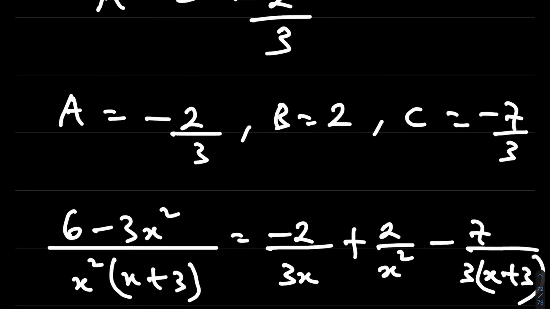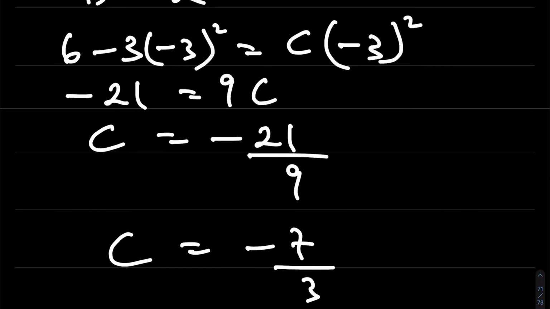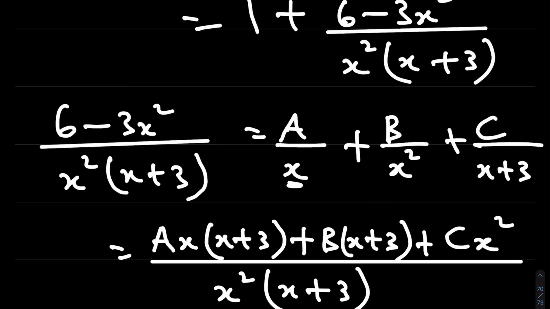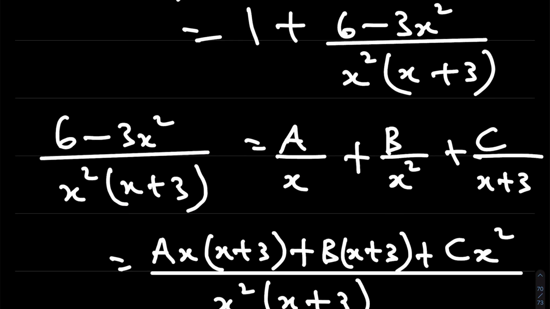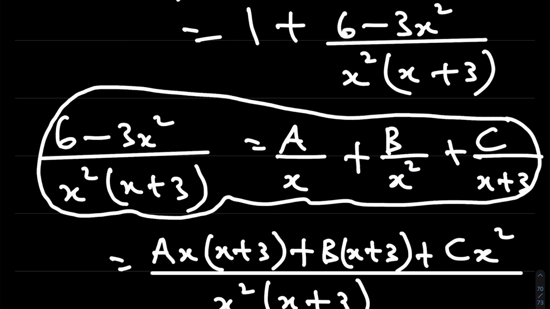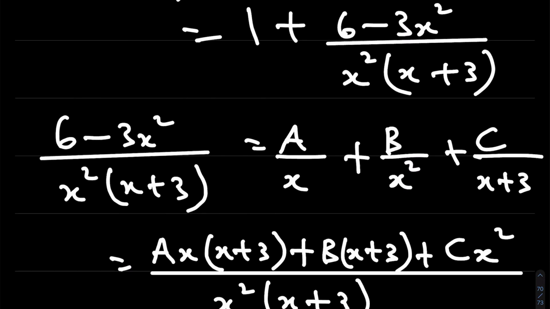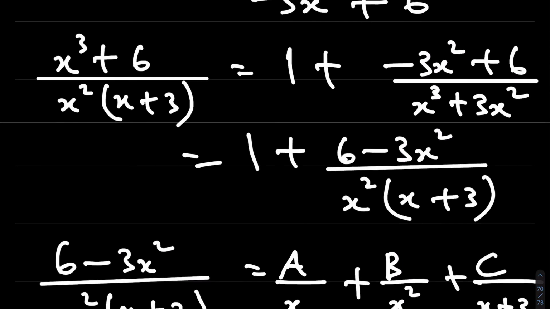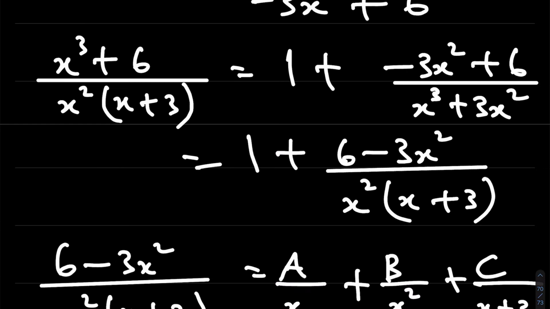Let me go back to that fraction here. This is the fraction: 6 minus 3x squared over x squared times x plus 3 equals a over x plus b over x squared plus c over x plus 3. So we've got that now. So what do we now do?